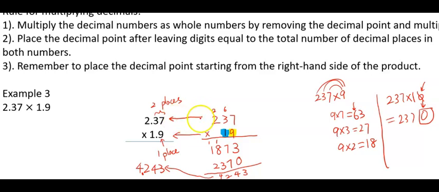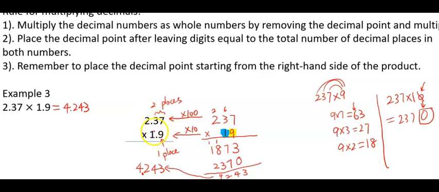So again, this is more like we increased the number 100 times here, 10 times here. So when we move the decimal point to the left 3 times, it will change those numbers back to the decimals. So the answer is 4.243.